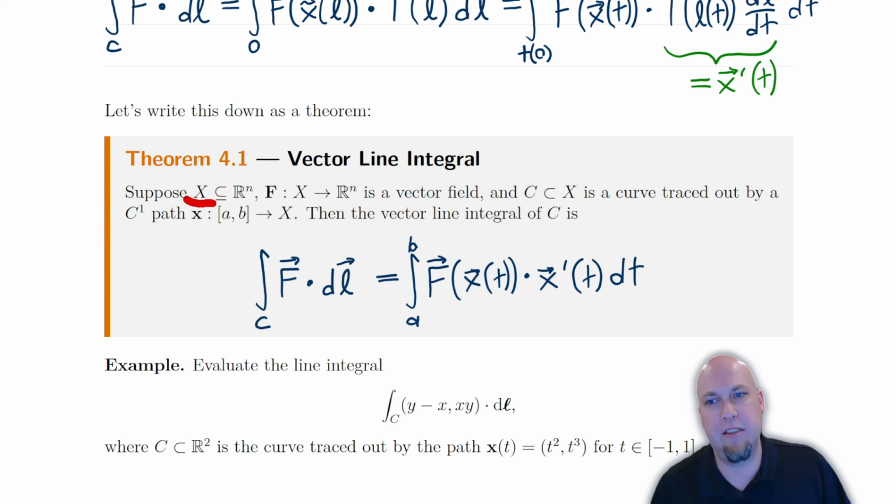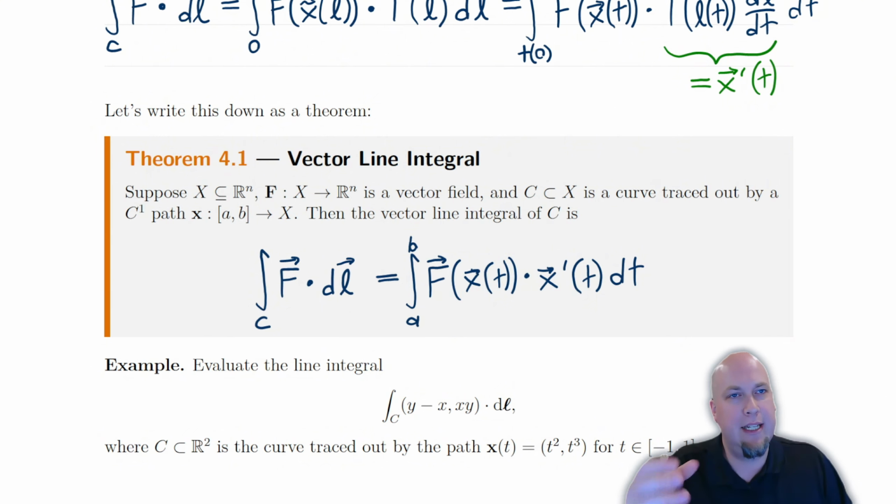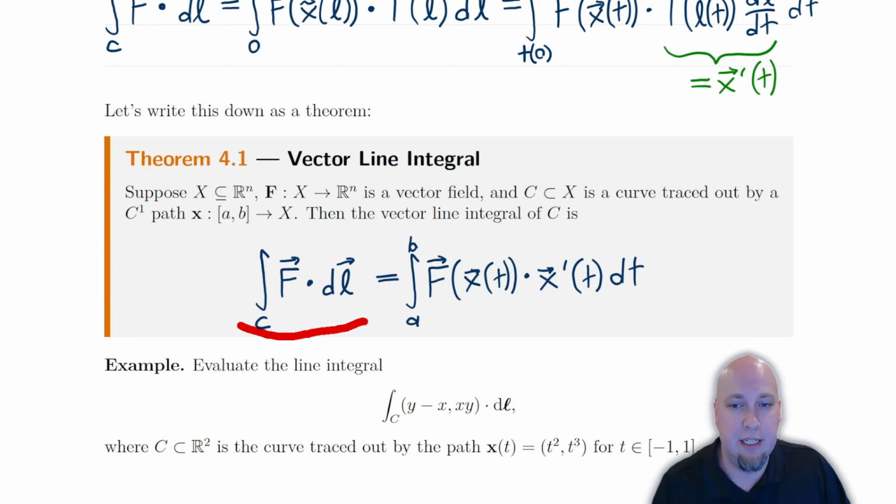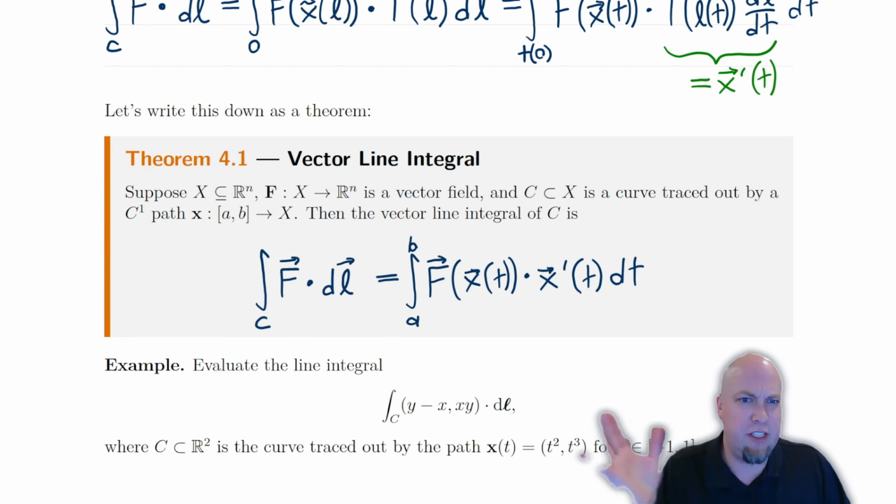So again, suppose you've got some domain in R^n, you've got a vector field acting on that domain. You've got a curve inside that domain so that the vector field is defined on it. Now, we don't need a parameterization by arc length. We just need any C1 path, any path that has continuous first derivatives. Then the vector line integral on that curve in that vector field is, well, same notation as before. We're not changing the notation.